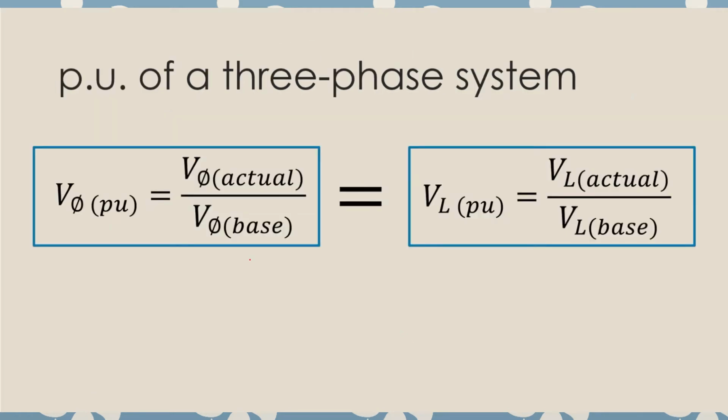What's very important from this equation is that in the three-phase system, you have to know that the V phase per unit always equals the V line per unit. Because they are in per unit, they always equal.